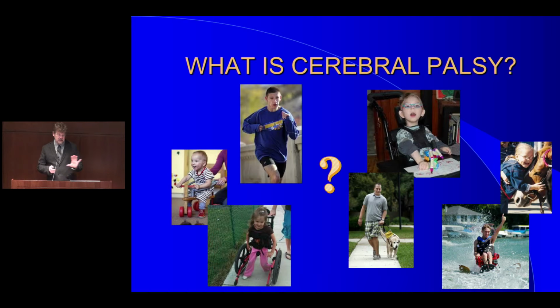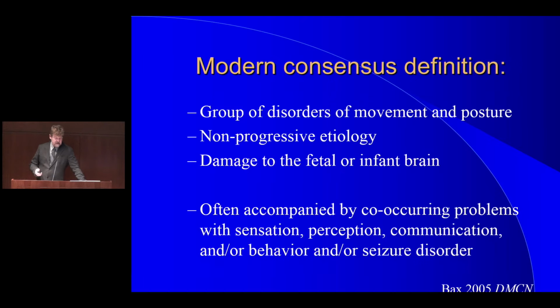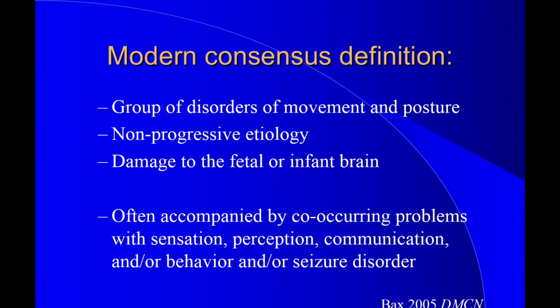The face of cerebral palsy is extremely varied. People have many different manifestations and support needs and abilities. So it has a definition. We'll be cycling back a little bit during our talks today. But the consensus definition of cerebral palsy is that it's really a group of disorders. It's not one thing. It has different causes. It has different manifestations. But it's a group of disorders of movement and posture. It's non-progressive. We had a little mention here of degenerative diseases, which are not cerebral palsy. And it's something that happens to a fetal or an infant brain. So it starts with a change in the brain very early in life.